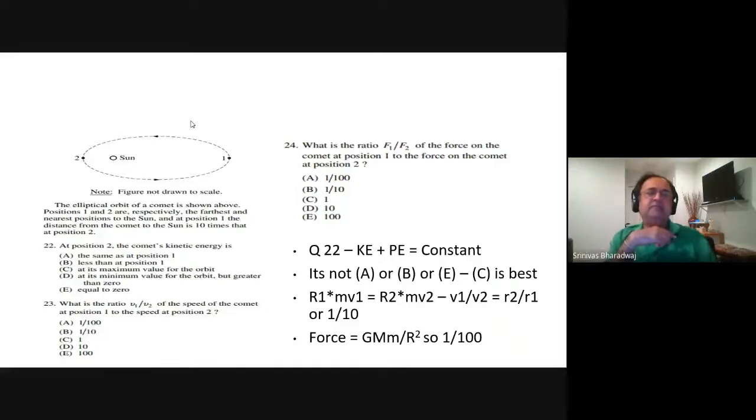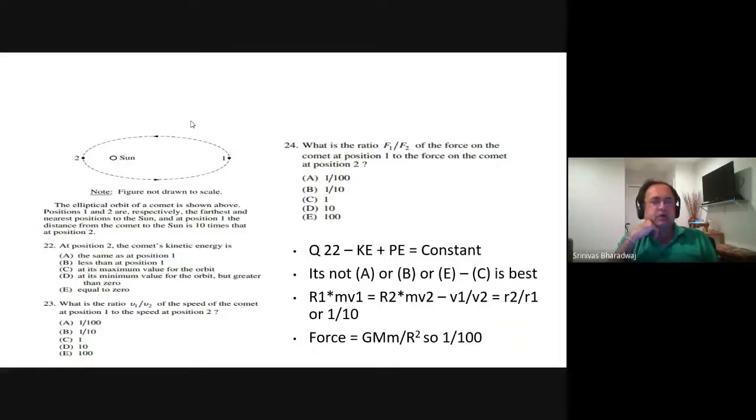So if m times v times r is a constant, and r1 divided by r2 is 10, then v2 divided by v1 is also 10. So v1 squared divided by v2 squared will be changing, right?